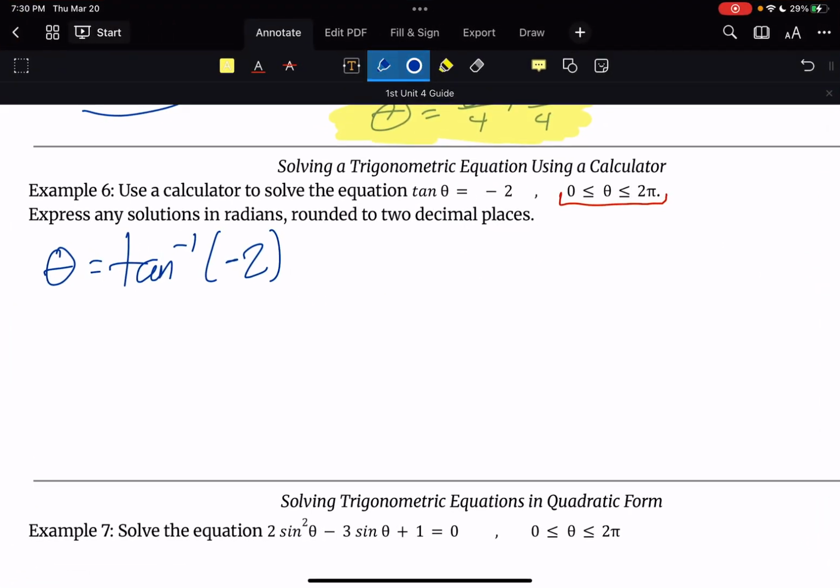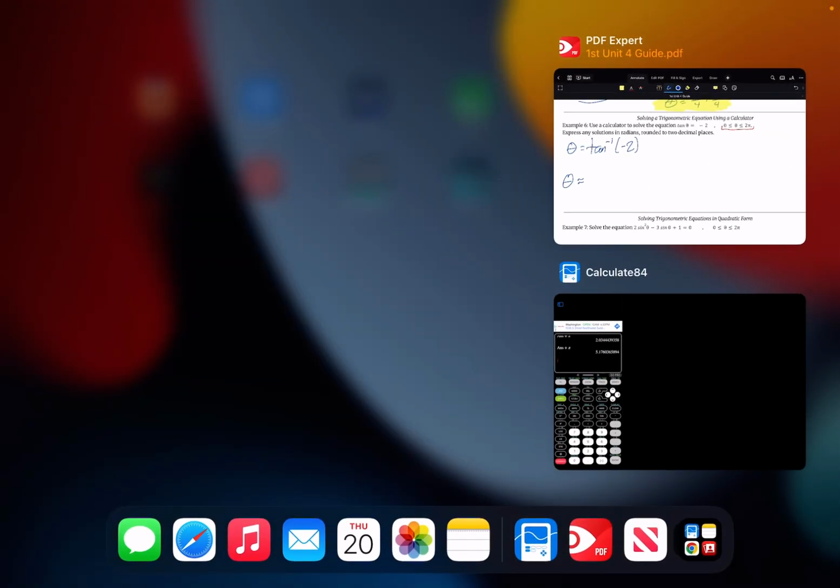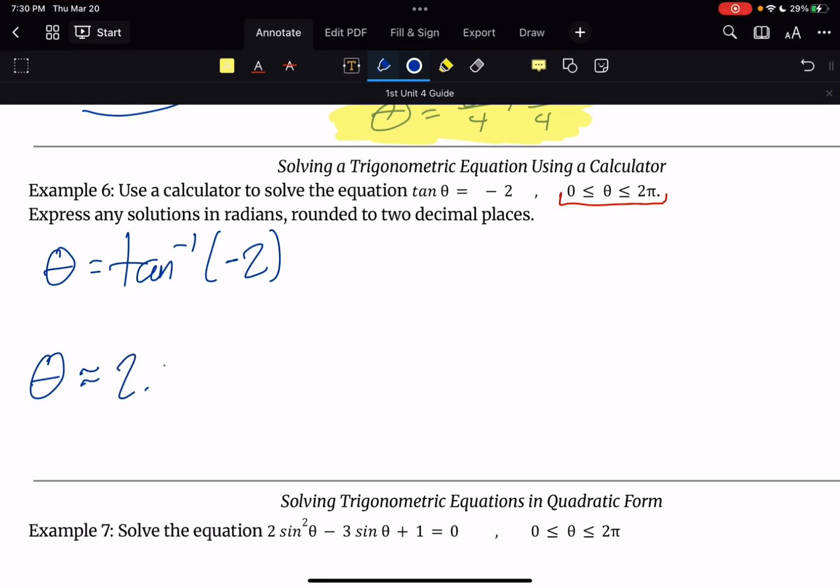So when you're working with a calculator, again, it's just thinking about what's the period of the function, and you're just going to keep adding it until you get outside of the domain restriction that you have. So this one has the two solutions. So theta can be approximately 2.03 and 5.18 radians.